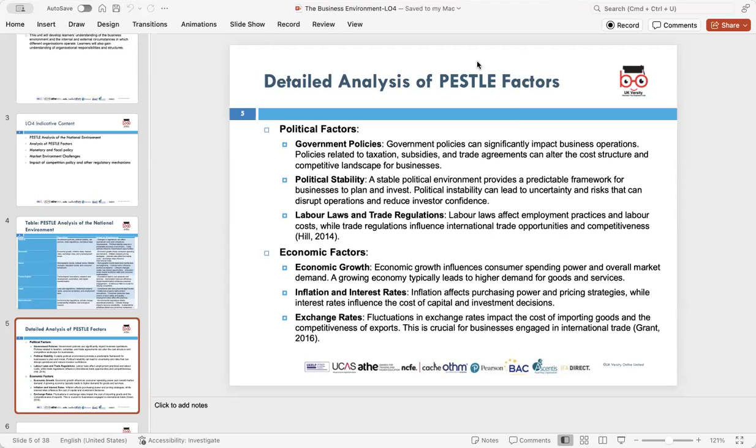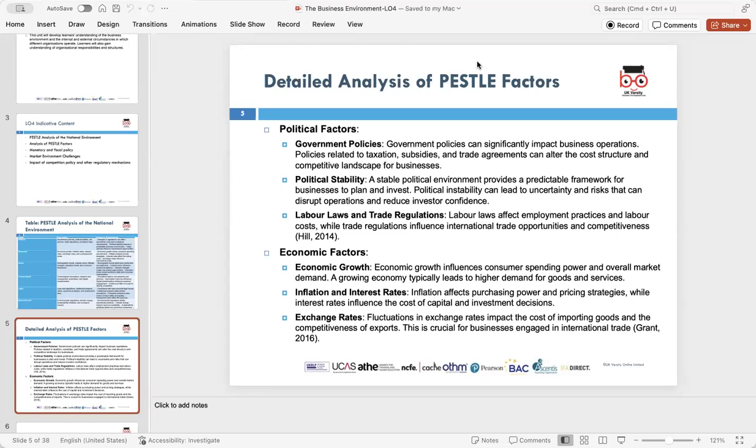Okay. Next is economic factors. Economic growth is a key driver for consumer spending and overall market demand. A growing economy boosts purchasing power and stimulates demand for goods and services, benefiting businesses. Inflation and interest rates are important economic indicators that affect pricing strategies and investment decisions. Inflation erodes purchasing power, necessitating price adjustments to maintain profitability. Interest rates influence the cost of borrowing and capital investment, affecting business expansion plans.